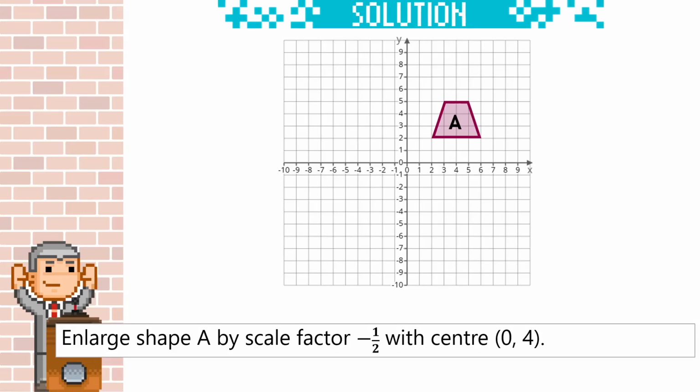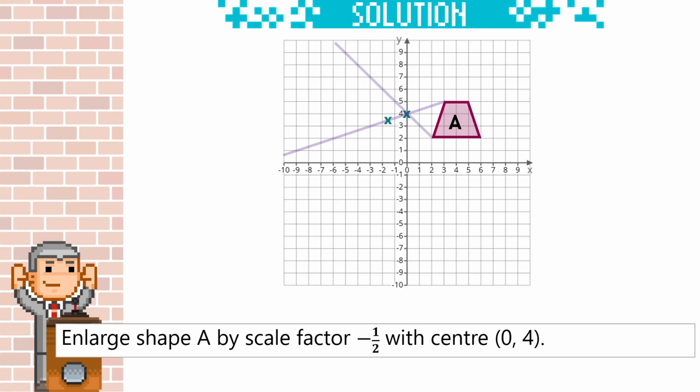In this question, we're asked to enlarge shape A by a scale factor -1/2 with the centre of enlargement at 0, 4. We're going to start by marking on our centre of enlargement, and we're going to start with the top left vertex, and we're going to draw our ray line on. Now the minus means it goes through the centre of enlargement, but the half means that all the distances will halve. So we've gone left 3 and down 1. Half of 3 is 1.5 and half of 1 is half. So we go left 1.5 and down 1/2.